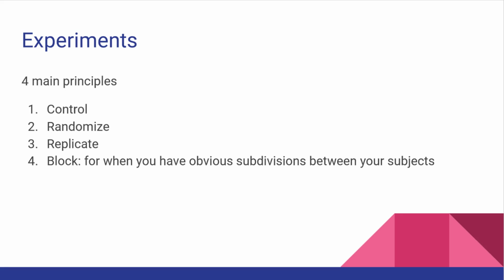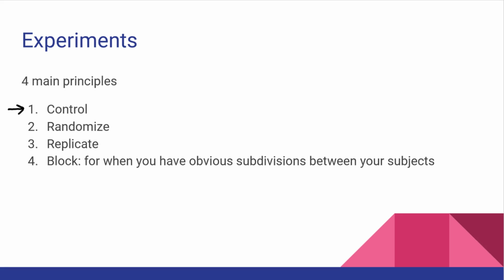Experimental studies are a little bit more complicated. There's four main principles. The first main principle of an experimental study is control. This is when you have a control group. So this is the group that you're not manipulating any variables for. And this is your sort of reference group.